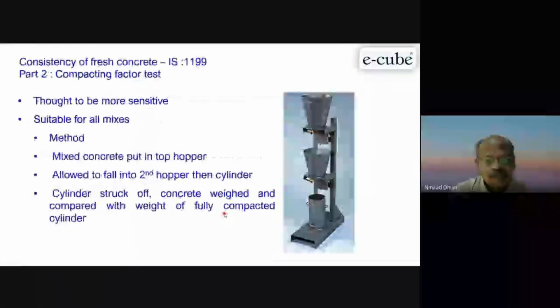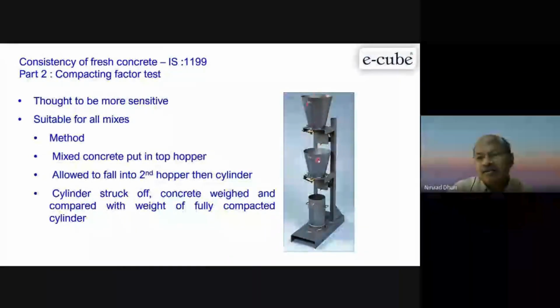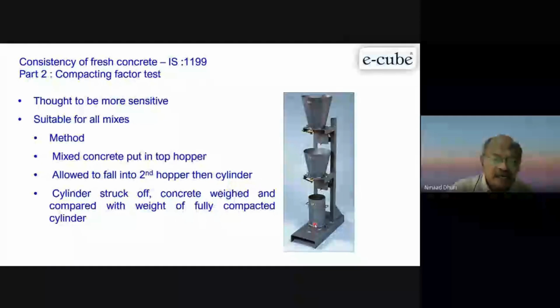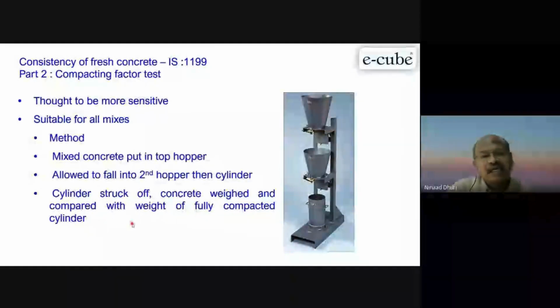This is the same picture. Another test is your compacting factor test. This test also gives you an idea. The self weight of the concrete falling into the cylinder without any external energy gives a particular compaction level. Now, once that is there, you take out this cylinder and compact it in the standard manner, take the weight of the fully compacted cylinder, and take the ratio of that.